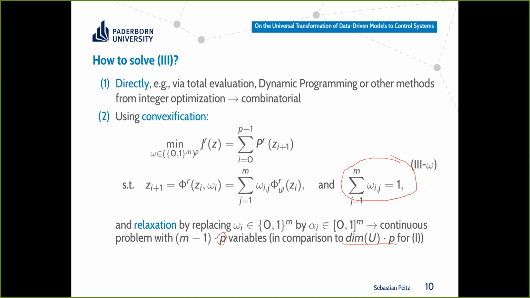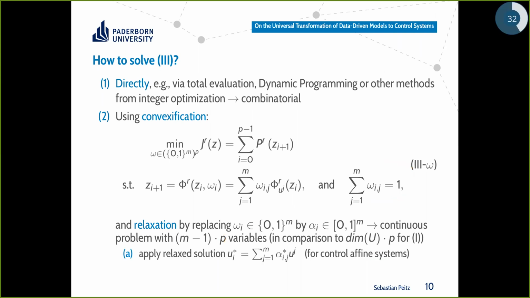But this is still a continuous problem that I can solve with basically identical methods as the original problem 1. And I can apply the relaxed solution u star to the system. I just compute my optimal input u star as the convex combination of these different autonomous control inputs. For control affine systems, this works. Or I can round this alpha star to omega star. I just do a rounding procedure, and I will go into details in a bit on how we do this. And then I apply this rounded version to my true system. Okay, so we now have a way to do this.